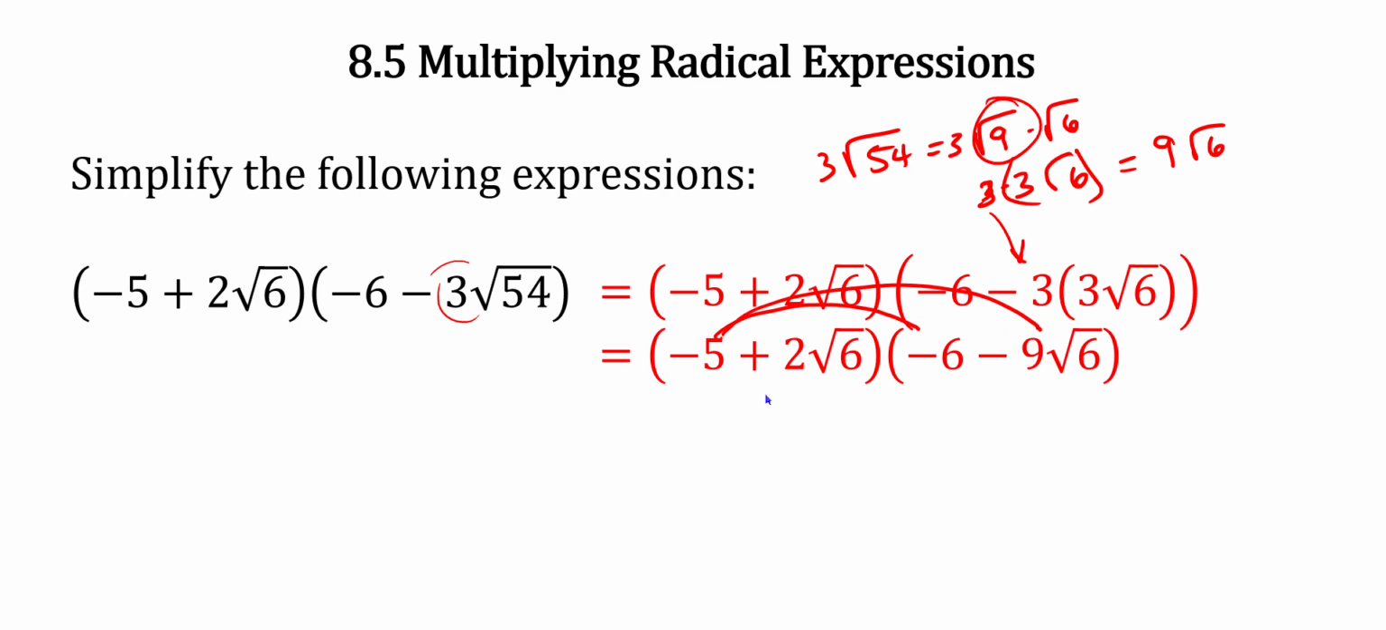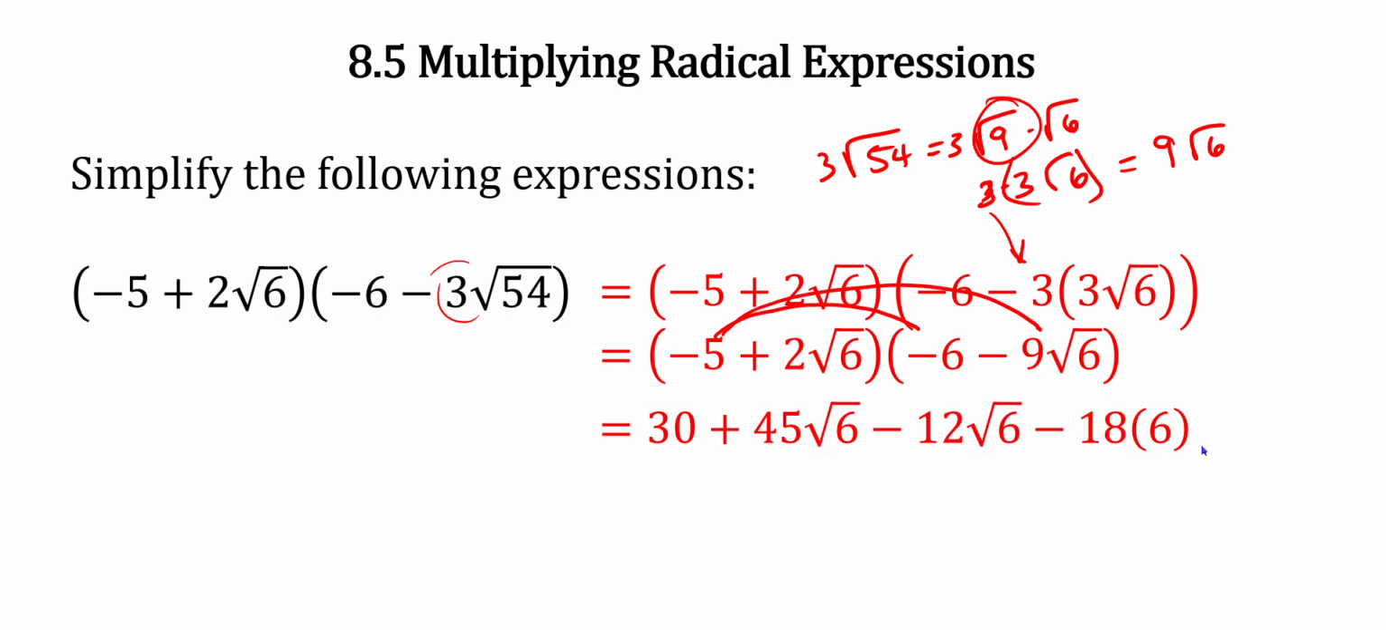Okay, fixed it. Now I skipped a step in here. So negative 5 times negative 6 should be positive 30. Negative 5 times negative 9 square root of 6 should give us positive 45 square root of 6. 2 square root of 6 times negative 6 should get us minus 12 square roots of 6. And then I'm going to do 2 times 9 square root of 6 times square root of 6. And square root of 6 times square root of 6 is just 6.